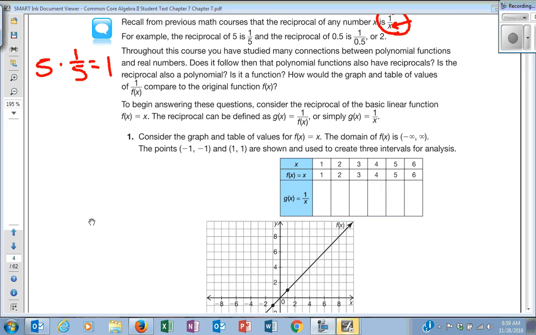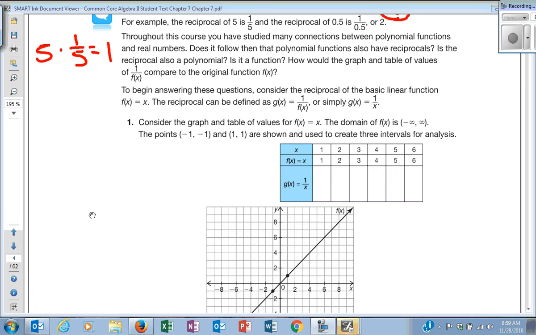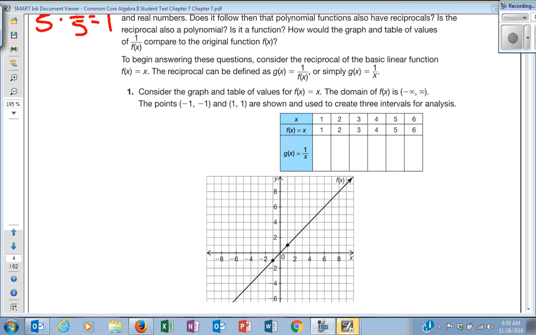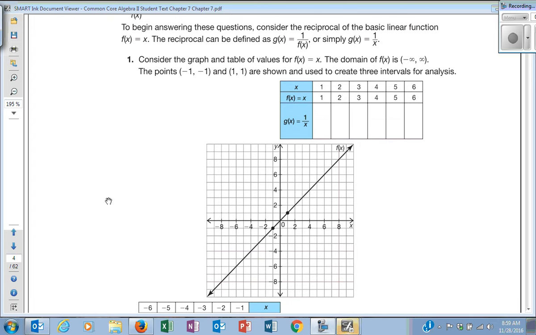So here we go. To begin answering this question, first they're going to look at this graph, which is where y equals just x. So that is my function, y equals x. That's this one right here. And this one is where they take the reciprocal of it, where y equals 1 over x. And remember, they're talking about g of x because it is a function. So they graphed f of x right here.